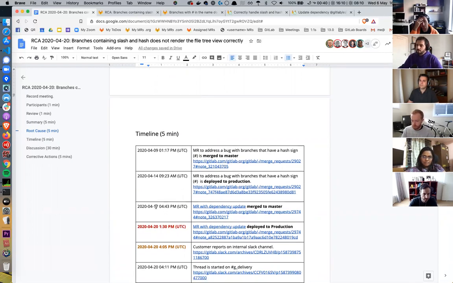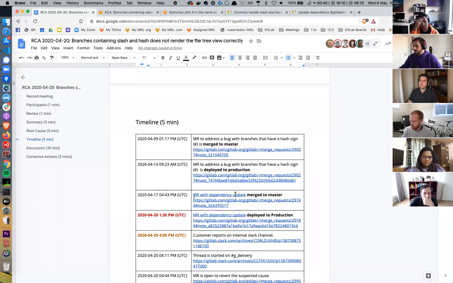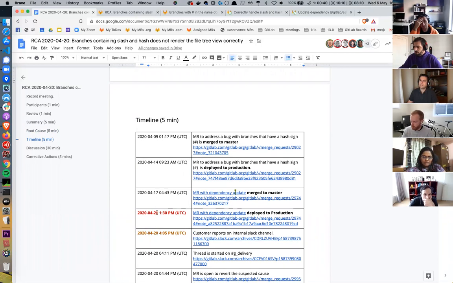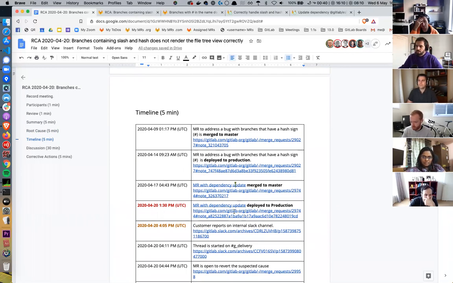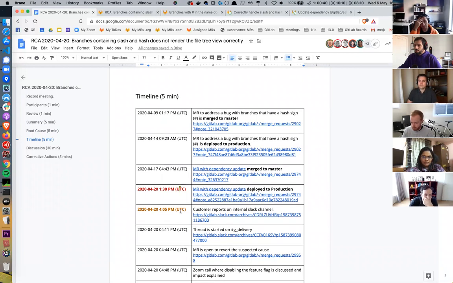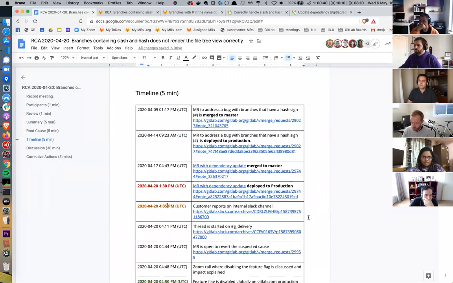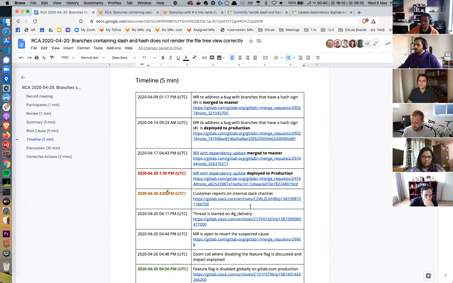Then on the 17th of April, the merge request I mentioned before with the dependency update was merged into master. After a few days, on the 20th of April, 1:30 p.m. UTC, that merge request with the dependency update was deployed into production. The customer reports came in that day at 4 p.m., roughly 3 hours later. So that was 4:05 p.m.